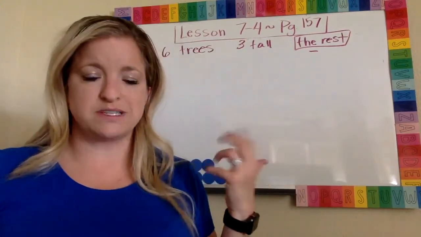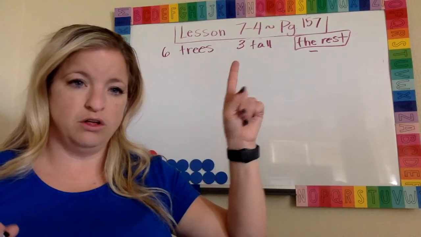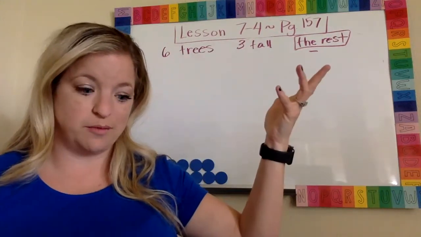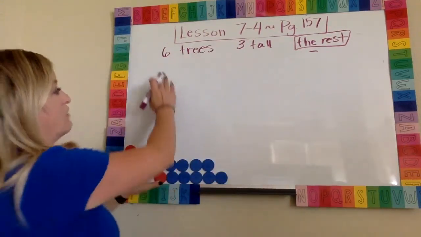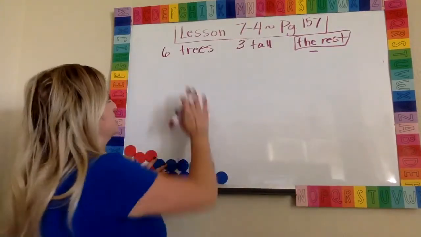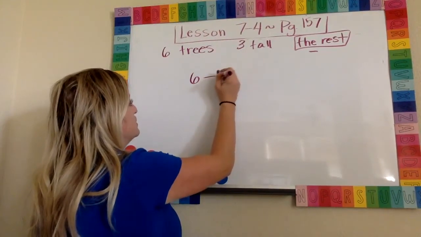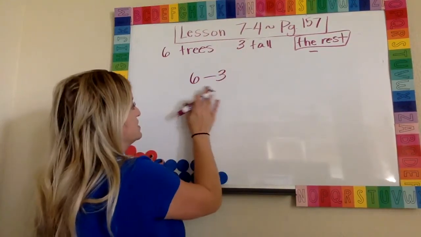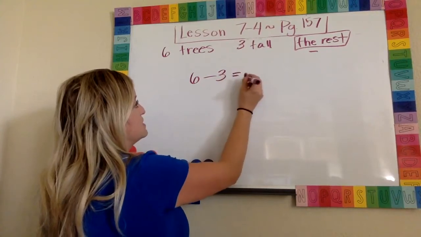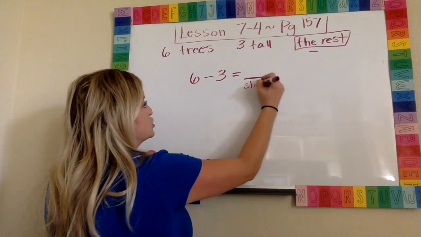What we need to know is how many trees are short. There are 6 trees, 3 are tall. The rest are short. How many are short? So how I take these numbers and words and put them into an equation looks like this. I have 6 trees. I'm going to take away those 3 that are tall. I know 3 of those 6 are tall. The rest, I don't know how many are short.